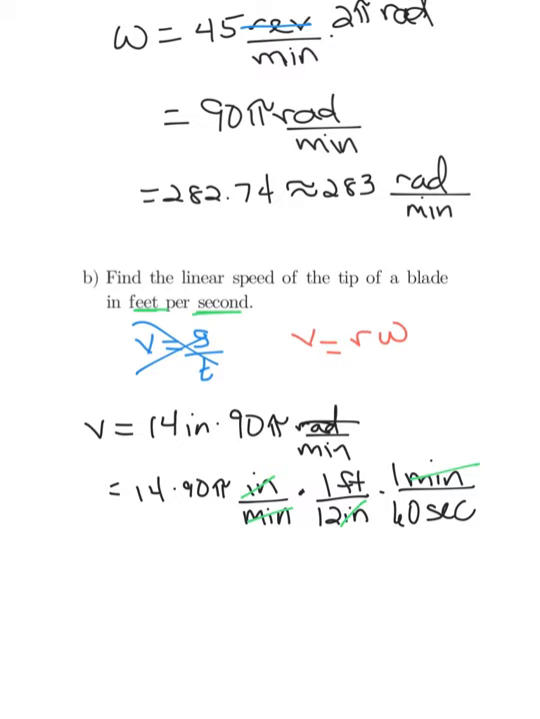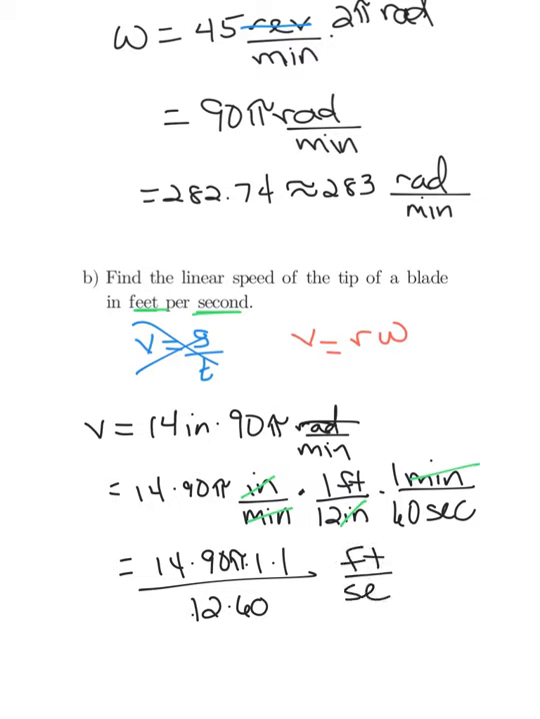So let's look at what we've got left. We've got 14 times 90 pi times 1 over 12 times 60, and then our labels are feet and seconds. So then if you multiply this all out, you get 5.498 feet per second, which, rounding to the nearest whole number, is 5 feet per second.